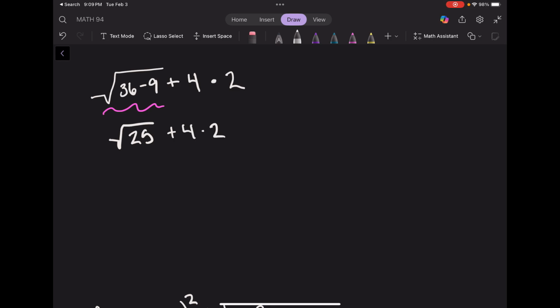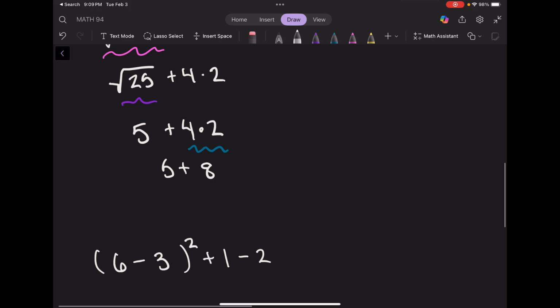And then square roots also can be thought of as exponents. So I'm going to evaluate the square root first, and I'm going to get 5. And then multiplication beats addition, so I'm going to do that first. So 4 times 2 is 8, plus 5, and I get 13.